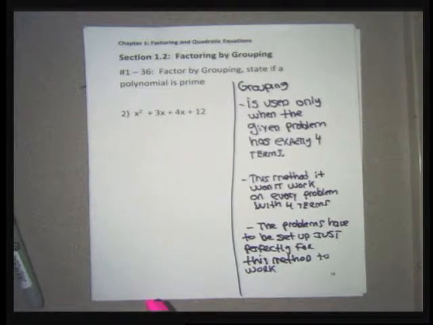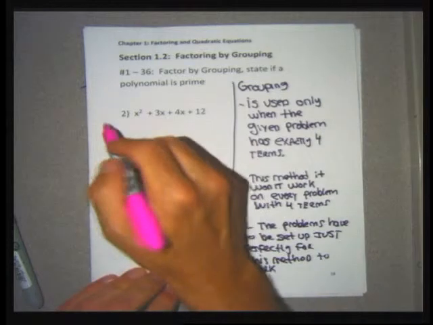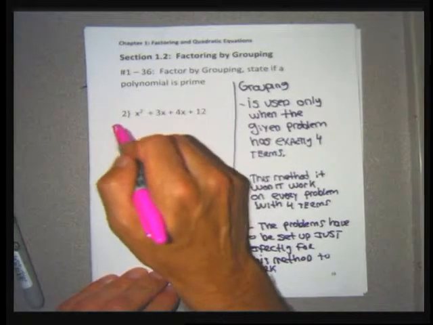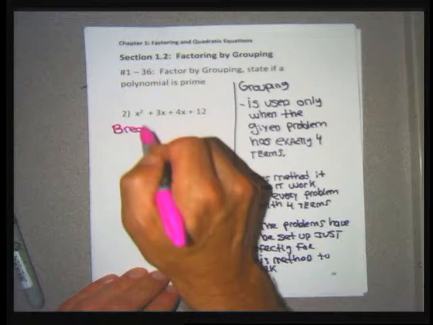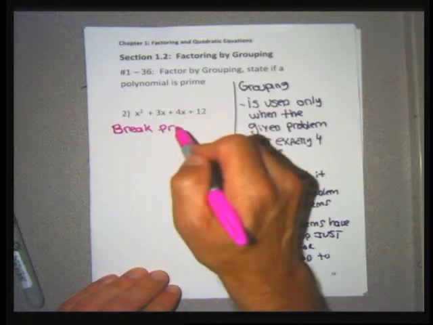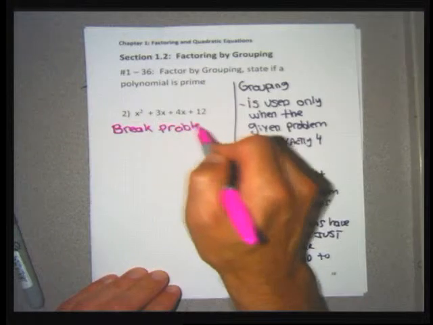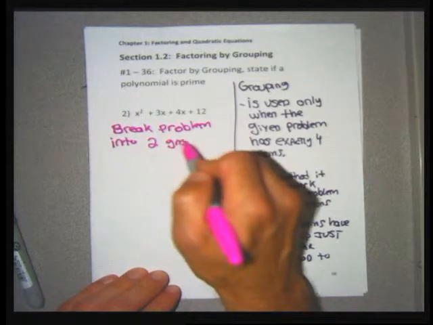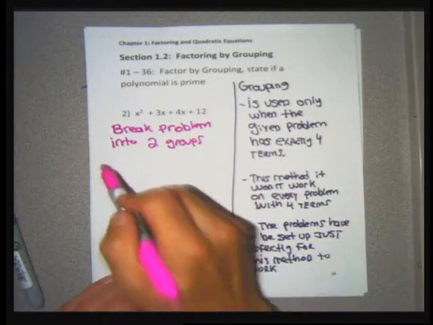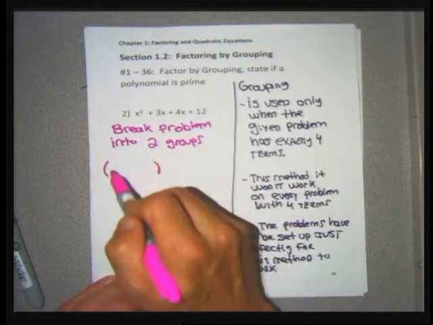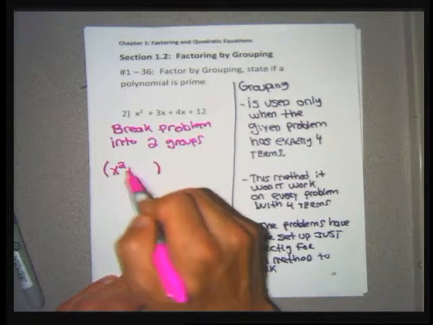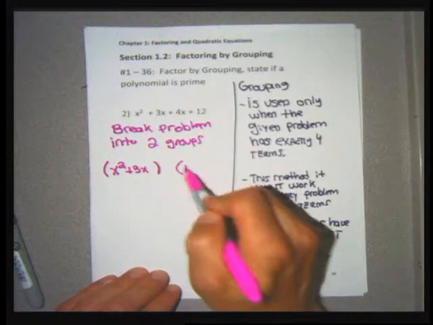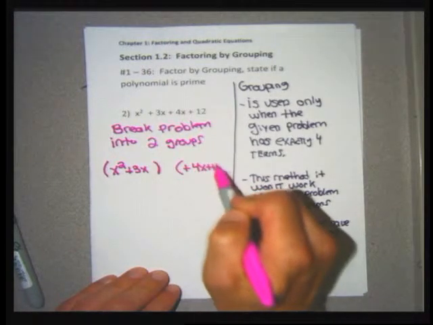So to factor by grouping, it involves a problem with 4 terms being broken up into 2 groups of 2. What I'm going to do to factor this by grouping is break the problem into 2 groups. That's why it's called grouping, I suppose. Usually we do this with parentheses. So I'm going to take the x squared plus 3x, put it in one group, and the plus 4x plus 12, put it in the other group.